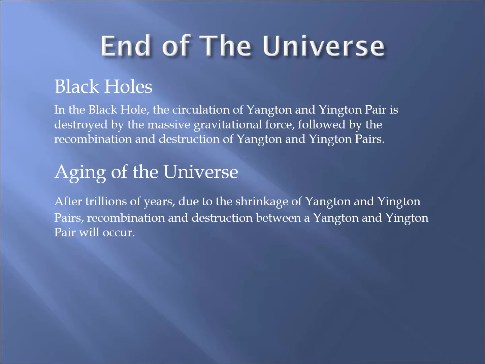The universe will be ended in either one of the following two ways. First, black holes. In the black hole, the circulation of Yangton and Yington pairs is distorted by the massive gravitational force, followed by the recombination and the destruction of Yangton and Yington pairs. Second, aging of the universe. After trillions of years, due to the shrinkage of Yangton and Yington pairs, recombination and destruction between the Yangton and Yington pairs will occur.